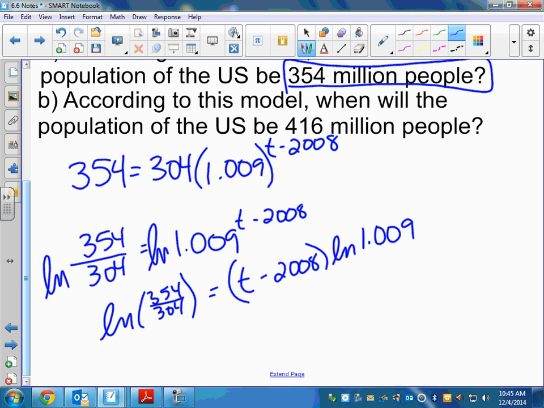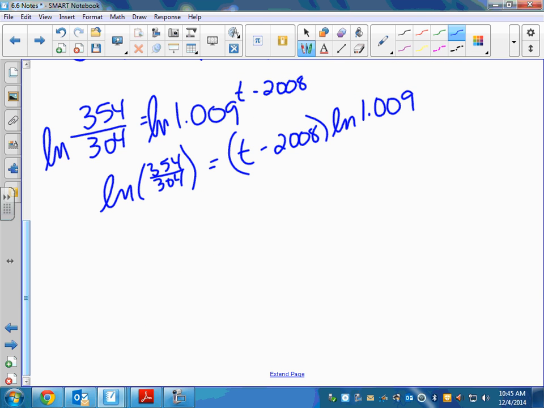It gets a little messy if we don't use our calculator till the end, so that's why I'm okay if you just write all the decimals. Think you're going to be a decimal person? You're going to write it all down as you go? I don't know. There's a lot of stuff we're going to have to do over here. But to solve this for t, what else do I need to do to get t by itself now? I could divide by ln of 1.009.